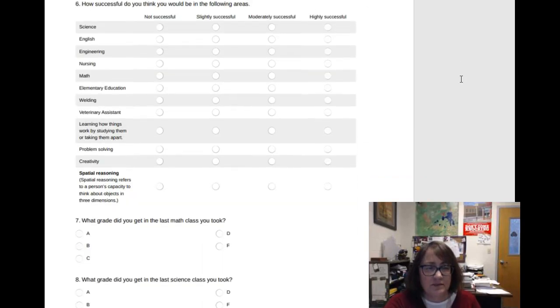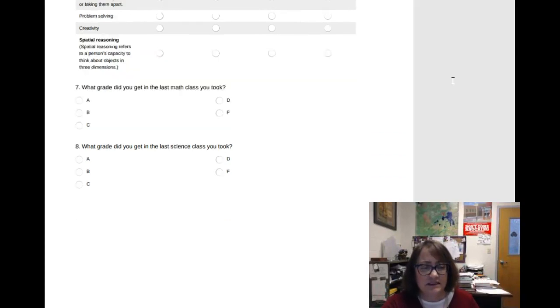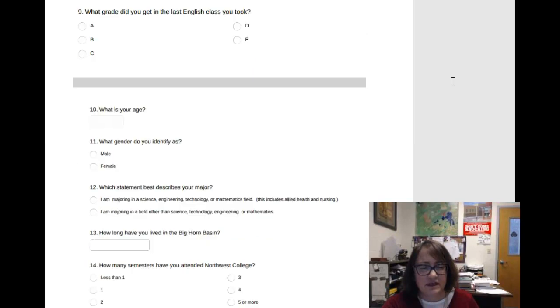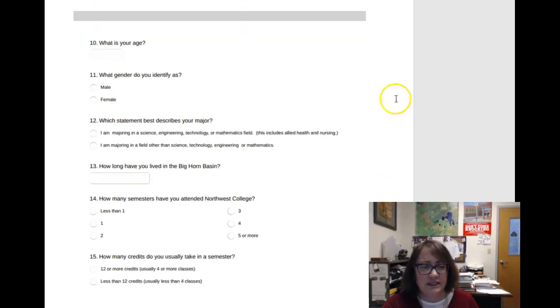Then also perceived expectation of success, or really this is efficacy, which is sort of more or less defined as being how well you think you'll do in a particular task-based situation, rather than just having confidence in your overall ability specifically. How do you think you would be in these areas? Then we did some demographic stuff. What were your grades in classes? What's your age? What gender do you identify with? The gender question is binary. We didn't leave room for any intersex or other answers besides just male and female.